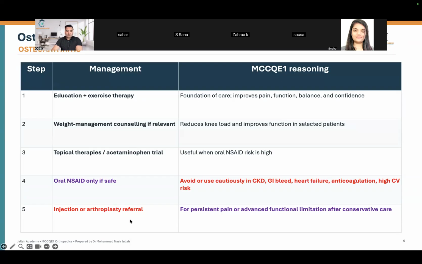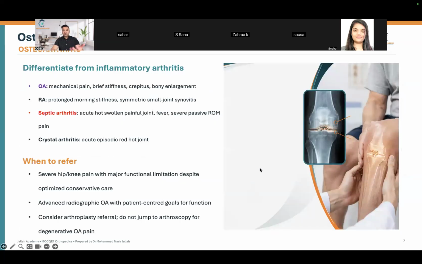Steroid injection or arthroplasty referral for persistent pain or advanced functional limitation after conservative care. So again, if anyone has any kind of condition that affects their daily life, their sleep, their function in general, we have no choice but to escalate, even if it has to be a very aggressive surgery. We have to do it in order to get the patient back into a regular, routine life.